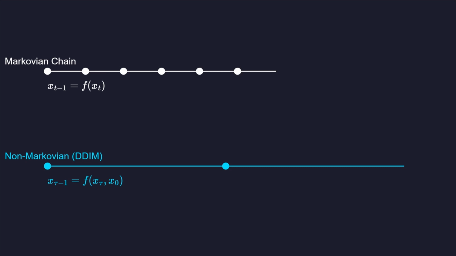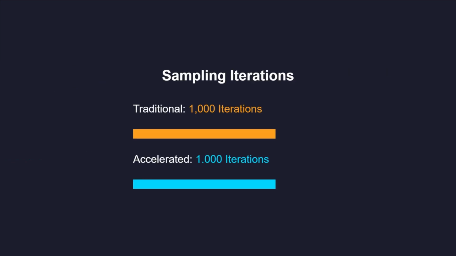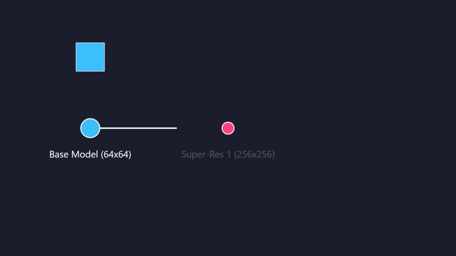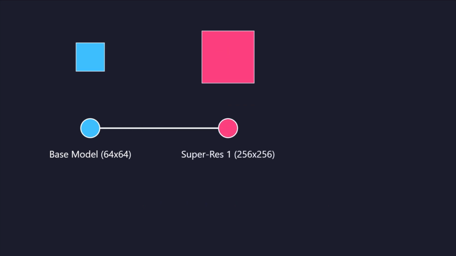Denoising diffusion implicit models, or DDIM, allow for faster sampling by skipping steps. This non-Markovian approach produces high-quality results in a fraction of the time. Advanced samplers reduce the number of required iterations from 1,000 to as few as 20. This optimization is essential for real-time interactive generation applications.